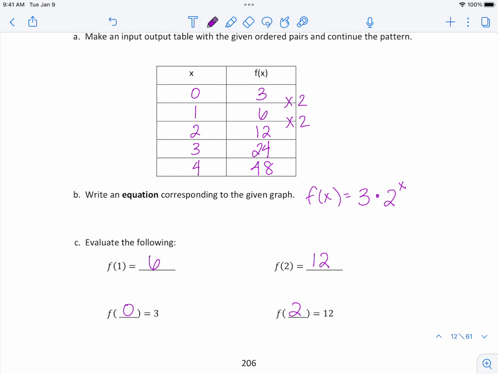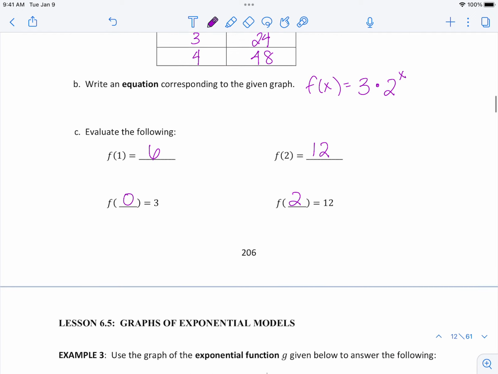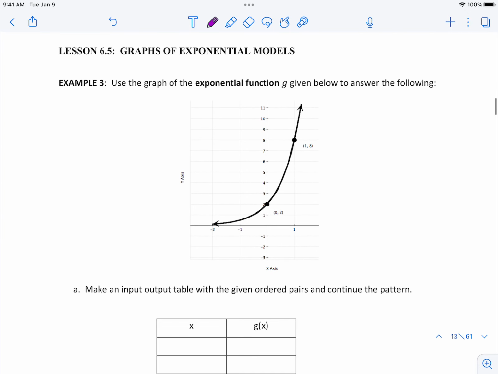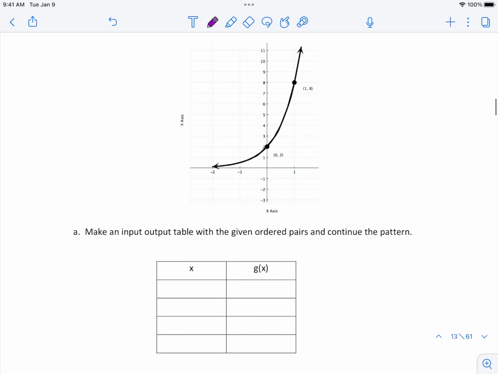Okay, here's another one. We're going to use the graph of the exponential function g to answer the following questions. So again, we're making an input-output table. So I have this initial value, (0, 2), our y-intercept. And next we have the point (1, 8). So you can see here we have a multiplier of 4.